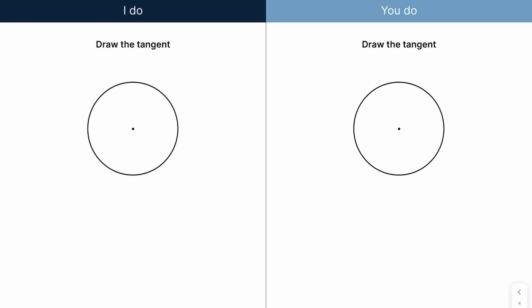Moving on, it says draw a tangent. Now, a tangent is just a straight line that touches the circle. So I've drawn that one there. It could have also been drawn up here like this. It just touches the circumference like this as well. The question on the right is the exact same. So hopefully you can practice just drawing it out on a piece of paper.